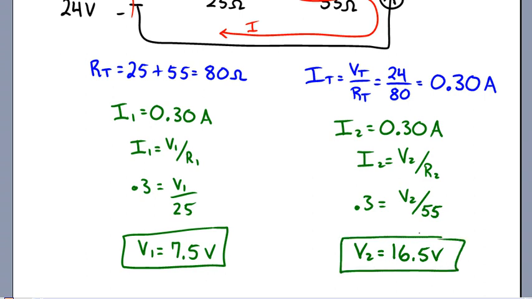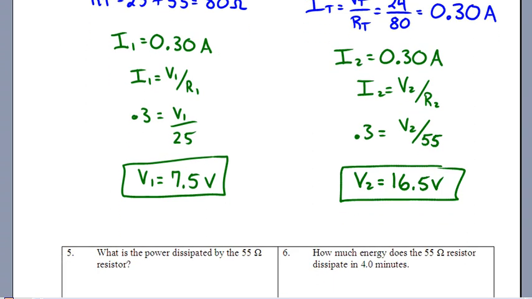Okay, great. Got that circuit totally taken care of. Both the currents are the same. The voltage drops are different though. We're going to spend more of our voltage on that tougher one to get through, on that 55 ohm resistor. All right, let's see what we've got going on here with the rest of these.